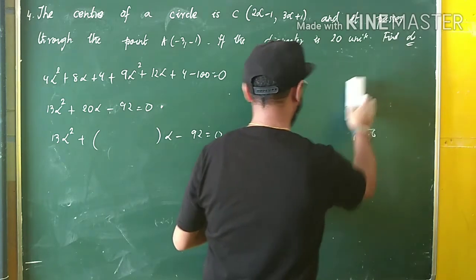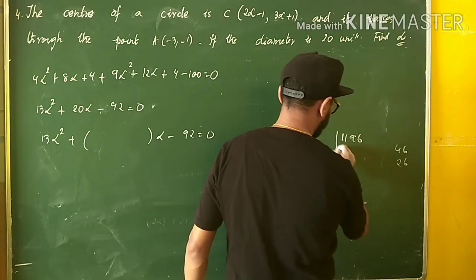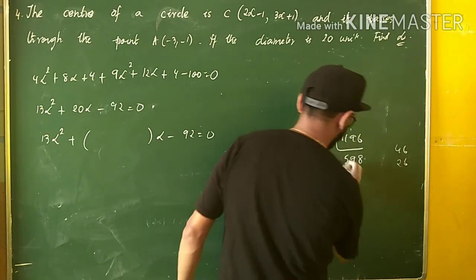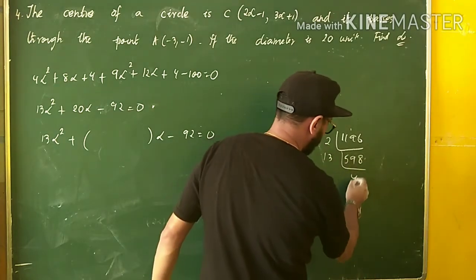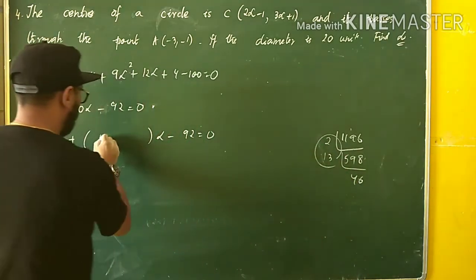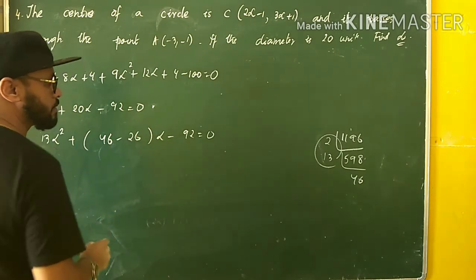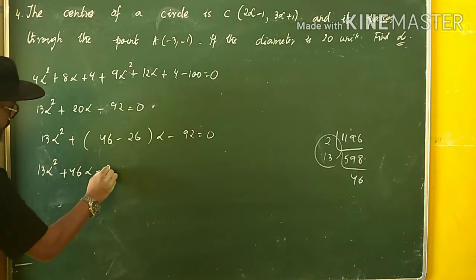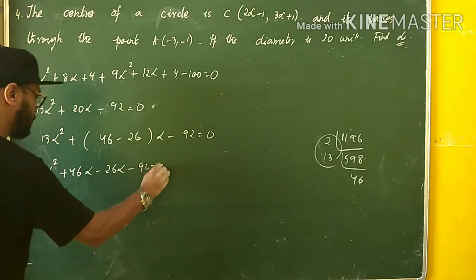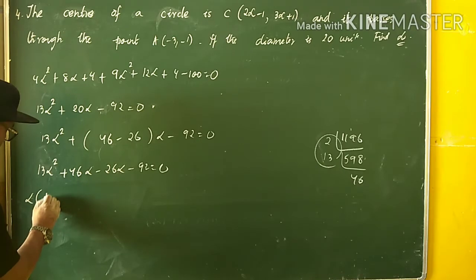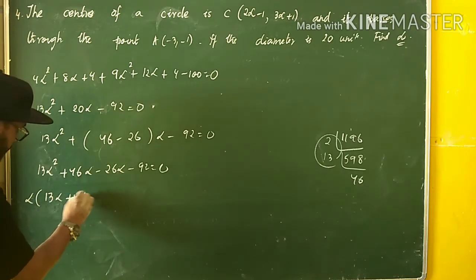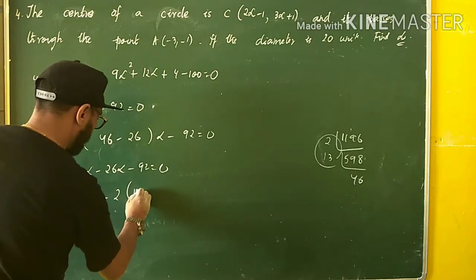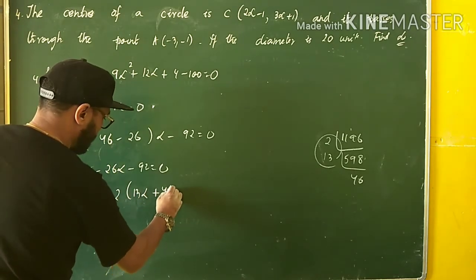So now we'll break. 2 5s are 10, 2 9s are 18, 2 8s are 16. So 46, 46 minus 26. Okay. So this is 13 alpha square plus 46 alpha minus 26 alpha minus 92 equals 0. So here alpha is common. So 13 alpha plus 46 minus 2 is common. So this is 13 alpha plus 46 equals 0.